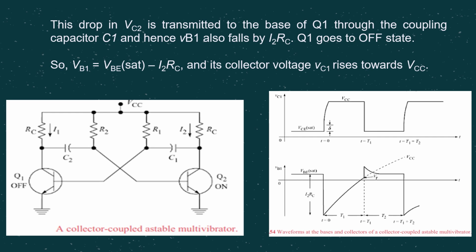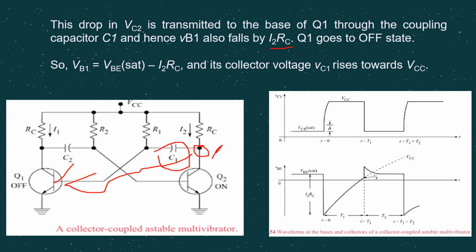The collector potential of transistor Q2 decreases by I1 RC. This decrease in collector potential is connected to the base of transistor Q1 through the coupling element C1. So the base potential also decreases by the same amount, that is I2 RC. Here the collector potential decreases by I2 RC, so the base potential of transistor Q1 also decreases by the same amount, I2 RC.